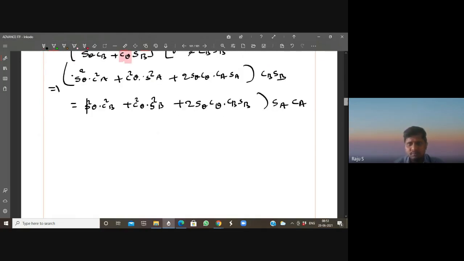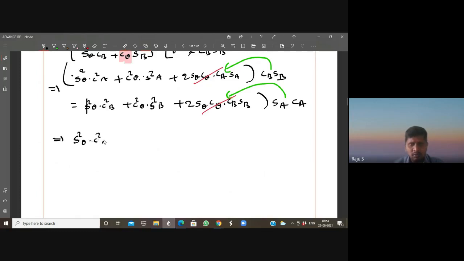See students, anything will be cancelled on both sides. Anyone? What will be cancelled? After multiplying this, both will be equal or not? Same or not? Yeah, these two will be cancelled. Then what is the remaining value? The remaining value is just multiply here this cos b. So here sine square theta.